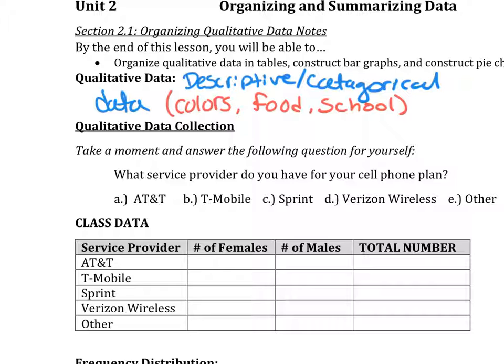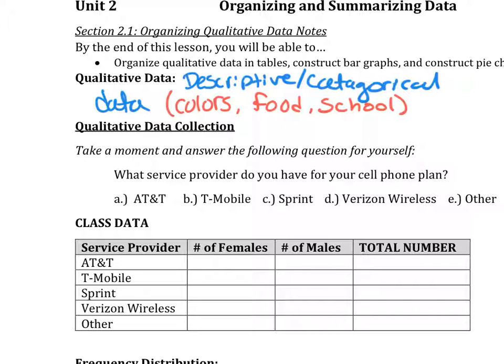Now remember, there are some numbers though that are qualitative data, like phone numbers. That's qualitative data. Like jersey numbers on football jerseys is qualitative data. There are numbers that describe people instead of being used to measure or count. So those would be considered qualitative, even though technically they are a number. So today we're going to be focusing on just the qualitative data.